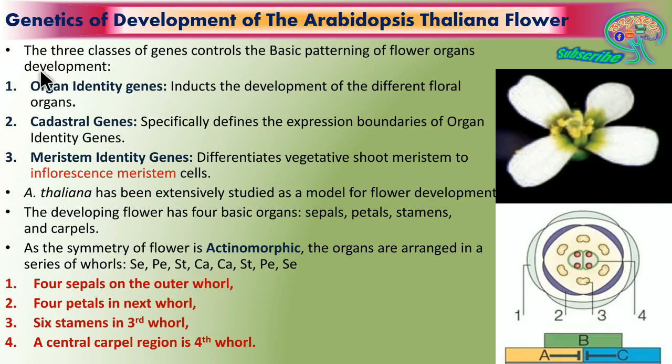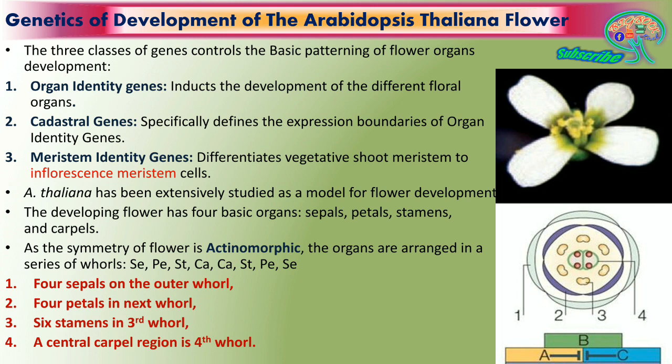So there will be 3 classes of genes that control the basic patterning of flower organ development. These 4 organs' development will be controlled by 3 different groups of genes. Those are organ identity genes, which help to induce the development of the different floral organs, that is the 4 organs: the petals, sepals, stamens, and carpels.